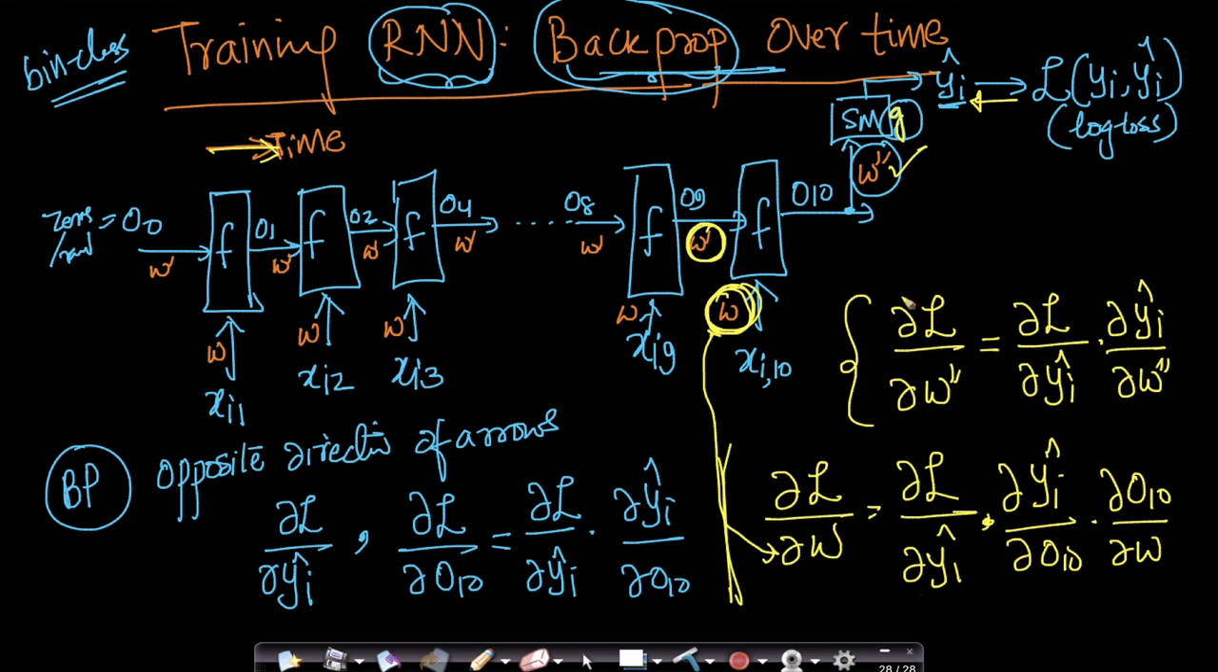When we are going forward, we went in the direction of arrows. While we are coming back, we will come in the exact opposite direction. So first we'll modify these W's, then whatever the modification is, we are tracking back over time. This is called backprop over time. Very, very simple concept, right?